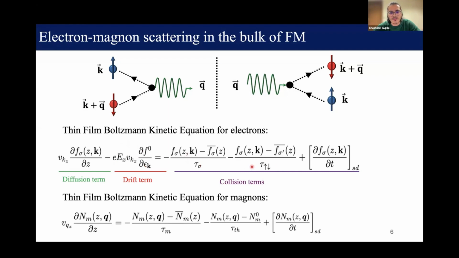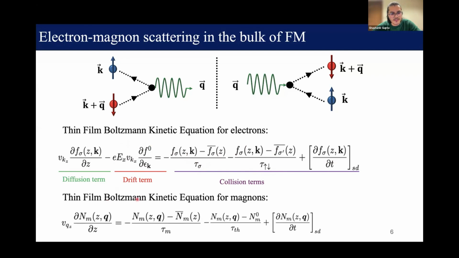And on the right hand side, we have the collision term. The first term is the spin conserving process, which is characterized by the momentum relaxation time. The second term is spin flip scattering, which is characterized by the spin flip relaxation time. And the third term is electron-magnon collision.